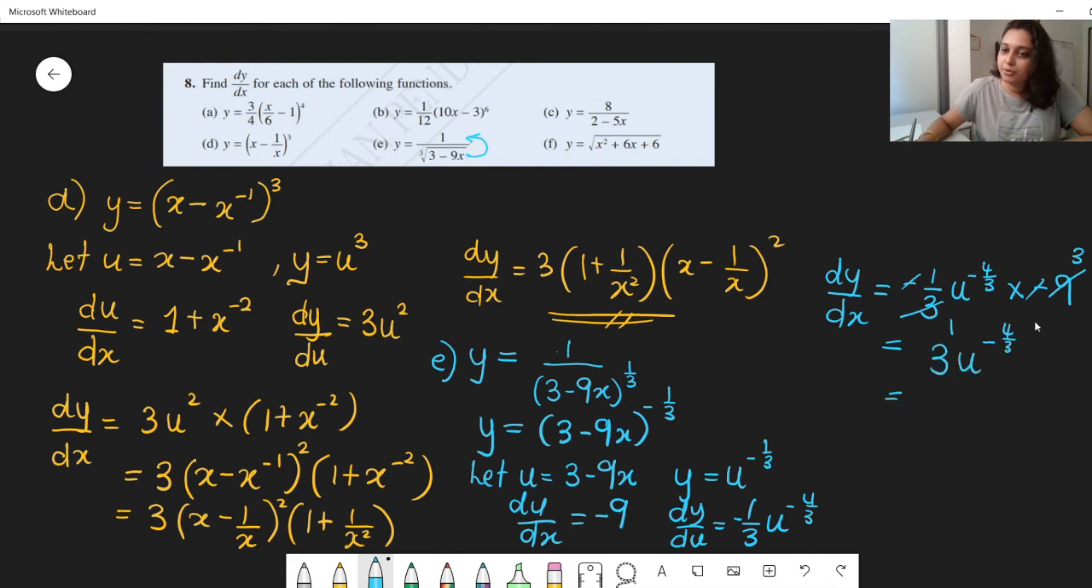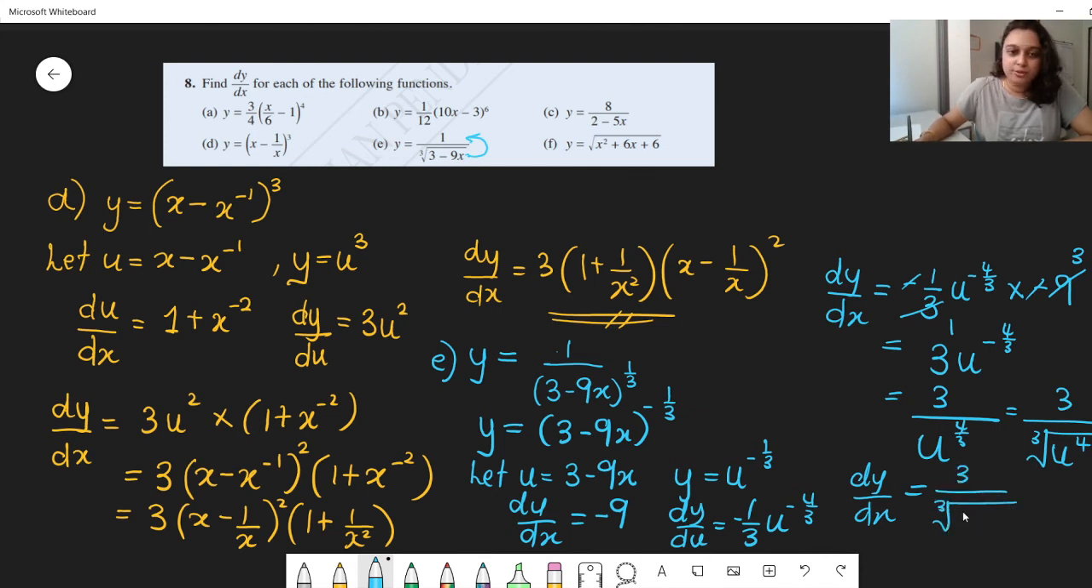Now you do what? You bring the u down first. So you will get 3 over u power of 4 over 3, or you can write 3 over cube root of u power of 4. Now don't forget the last part: substitute what u is. So you'll get 3 over cube root of 3 minus 9x, in brackets, power of 4. If you understand up to here, now you can try question F.